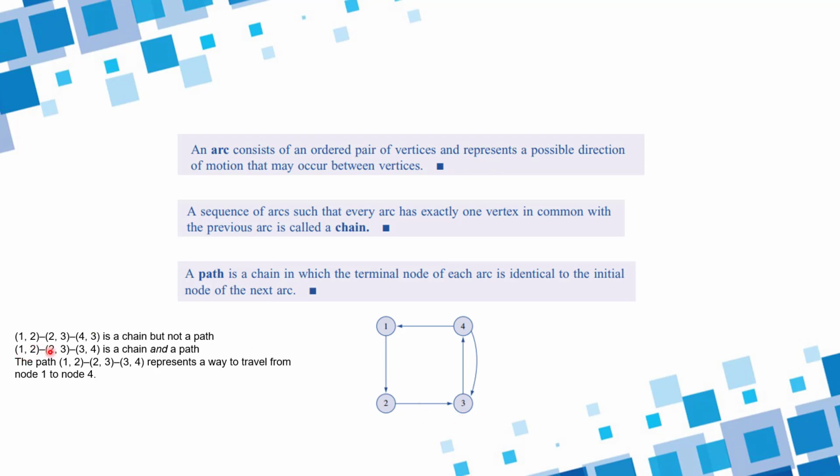If you go 1 to 2, then again 2, notice that wherever the first path ended, the second path started. 2 to 3, 3 to 4, that's a chain and a path. So you go 1 to 2, then 2 to 3, 3 to 4. That's a chain between 1 and 4, and that's a path from 1, 2, 3, and 4. The path 1 to 2, 2 to 3, 3 to 4 is a way to travel from node 1 to node 4, so that's a path. If the line you're drawing between nodes tells you how to go from point A to point Z, then that's a path, in short.